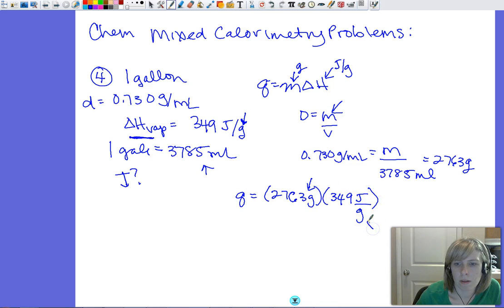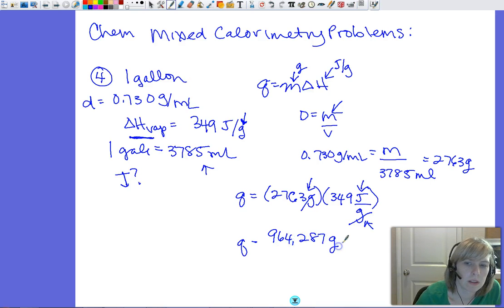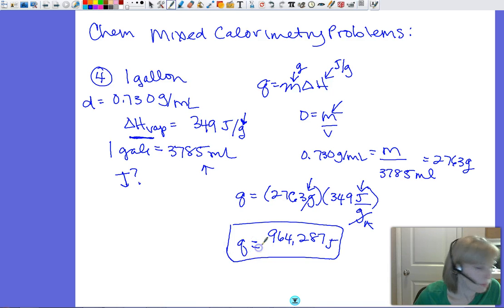And now you see why it was okay for us to use grams here. It's because this is in grams, and now they cancel out. And I'm left with joules, which is what I'm looking for. So if I do the multiplication, it gives me Q equals 964,287 joules. And that is my energy needed.